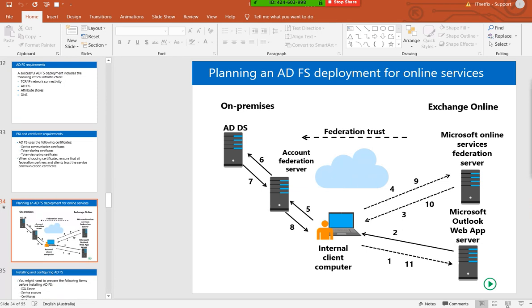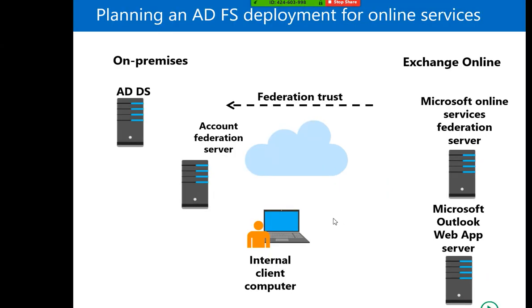Let's have a look at this example. This is another example of why we need Active Directory certificate services and federation services. For example, this is on premises. You have the Active Directory domain services, you have the account federation servers, and you have the internal client computers. And on this side you have Exchange Online, Microsoft Online Services Federation servers, and Microsoft Outlook web application servers. So these are the web application servers. This client wants to access those Outlook applications, and these applications will ask who is the user, what is the user identity.